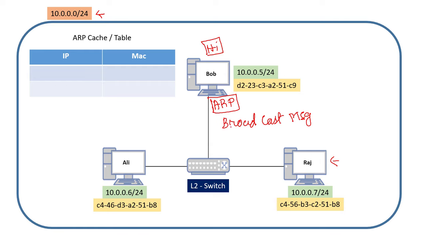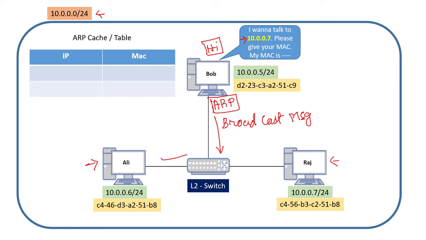A broadcast message means this message will be forwarded to all the connected devices. So here we have 2 connected devices, one is Ali's device and one is Raj's device. So Bob will say, I want to talk to 10.0.0.7. Please give me your MAC, and here is my MAC. Bob will append its MAC address to this ARP request, and this ARP request will be sent to the switch.